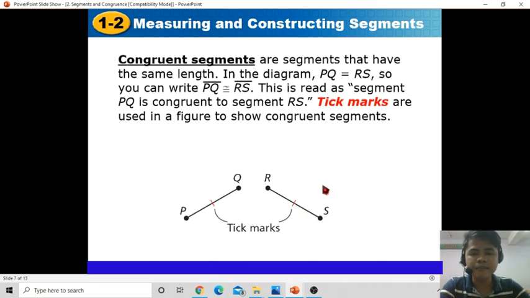In the diagram, okay, PQ is equal to RS. Therefore, segment PQ is congruent to segment RS. Okay, this is read as segment PQ is congruent to segment RS. Tick marks or itong red marks are used in a figure to show congruent segments. Again, kapag meron kayong nakitang red marks, okay, it indicates congruent segments.